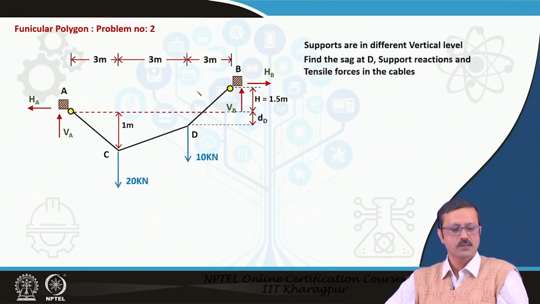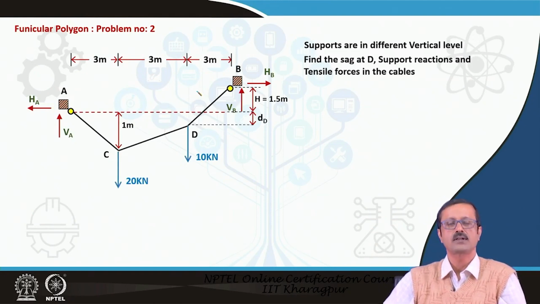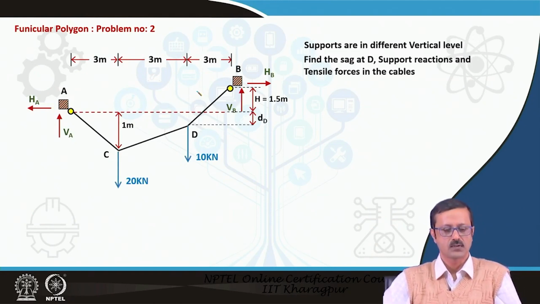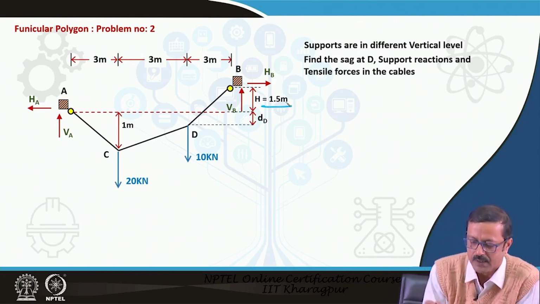Now let us take another problem where this polygon is in a different order, in the sense the two forces are now different, 20 and 10 kilonewton. Their distance, of course, they are equally apart, 3 meter each, but the supports are not on the same level. Support B is 1.5 meter above support A.